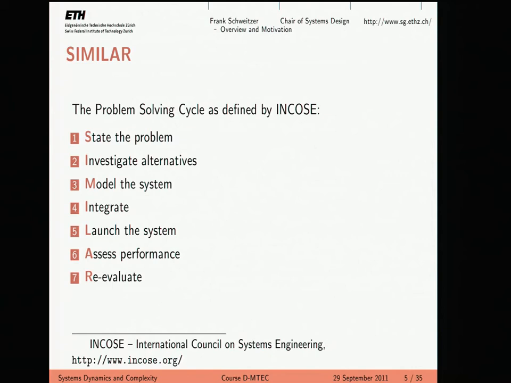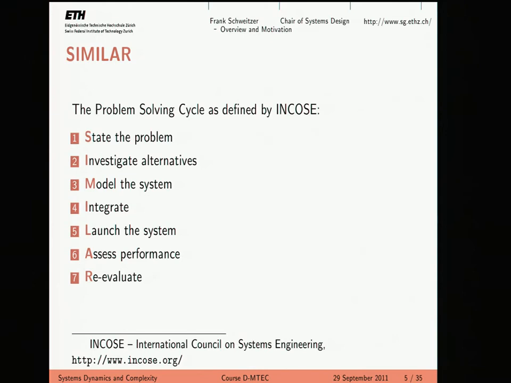State the problem, which means accumulate all inputs from all stakeholders, understand how different people see the problem, and then finally come up with a problem statement that more or less captures what everybody thinks. Investigate alternative solutions.